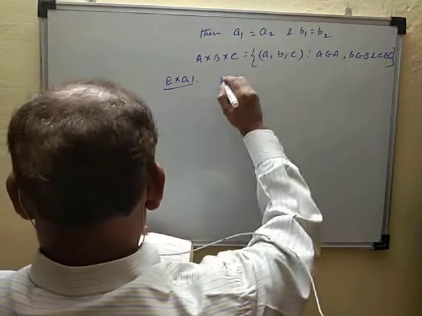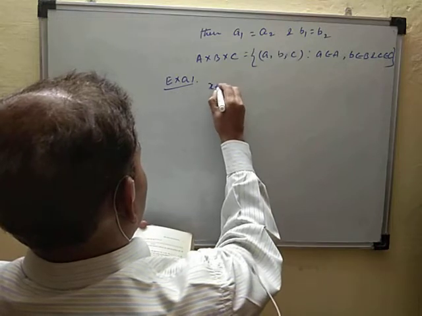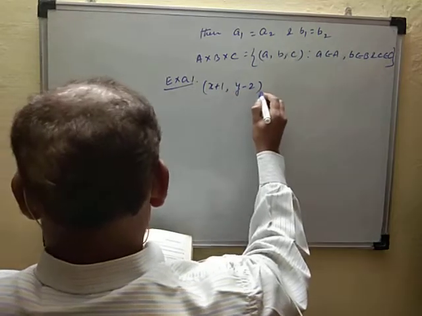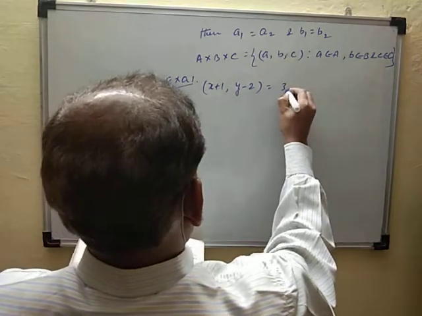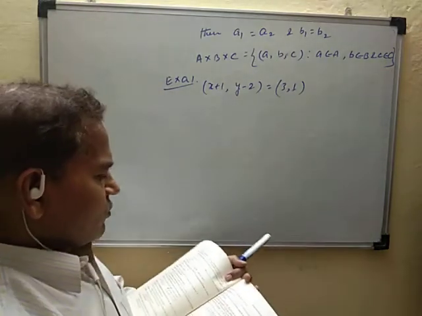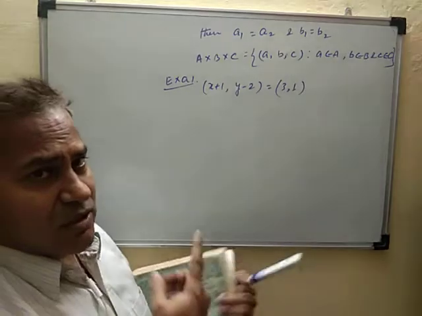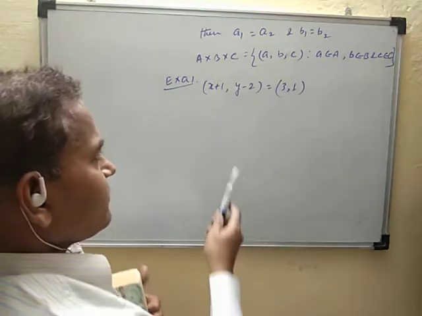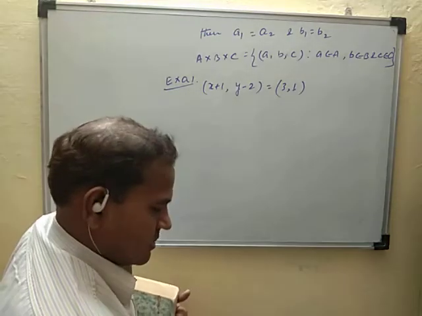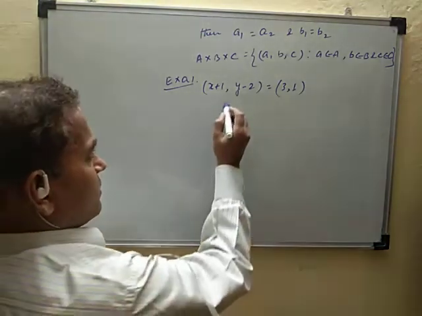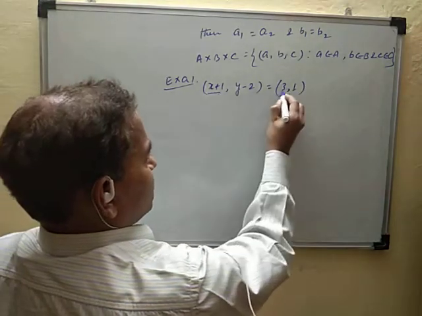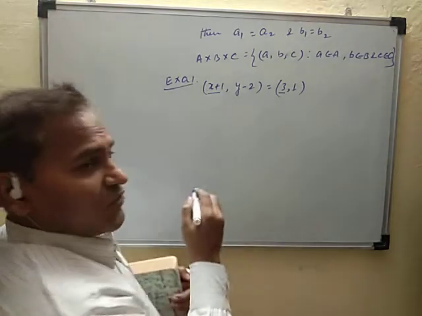Example number 1. Here given (x plus 1, y minus 2) is equal to (3, 1), then find the values of x and y. Here two ordered pairs are equal, and if these two ordered pair elements are equal, then their first entry is equal to first. Find the value of x and y.